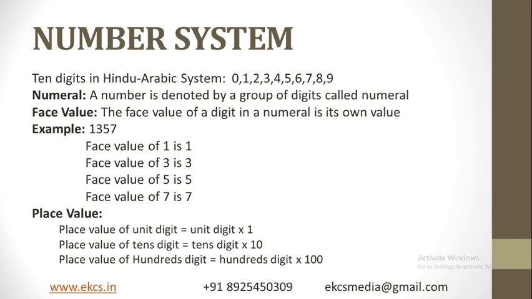Next you will be asked to find the place value of a digit. The place value of the unit digit is the unit digit into 1. So for example, in the number 1357, the place value of the unit digit is 7 into 1, that is 7. Place value of the tens digit is the tens digit into 10, that is 5 into 10, that is 50. Then the place value of the hundreds digit is the hundreds digit into 100, that is 3 into 100, that is 300.